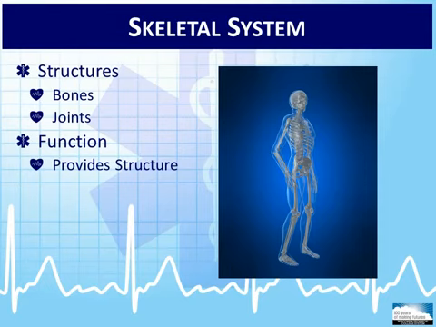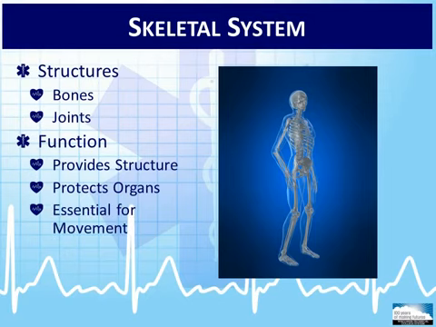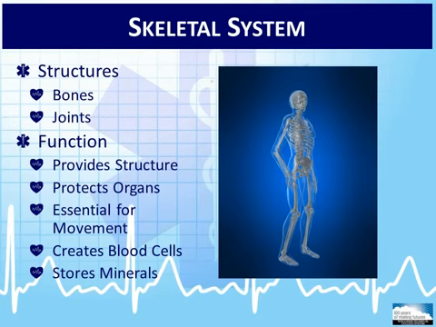Our bones also provide critical protection for many of our organs, such as the heart, lungs, kidneys, spleen, etc. Our joints make it possible for us to move in conjunction with the muscular system, and the bones themselves create blood cells in the bone marrow and store minerals.